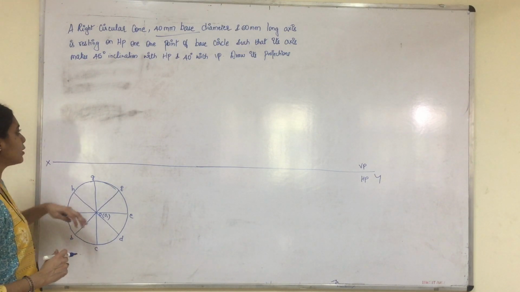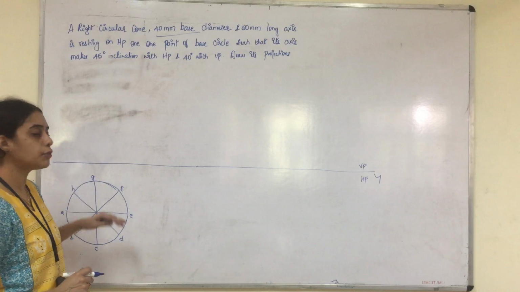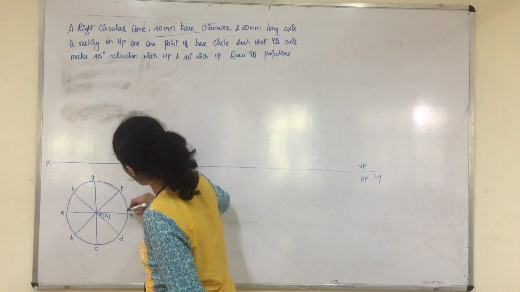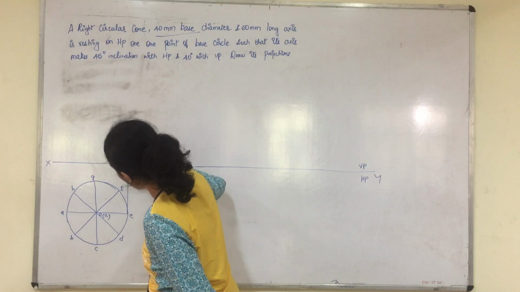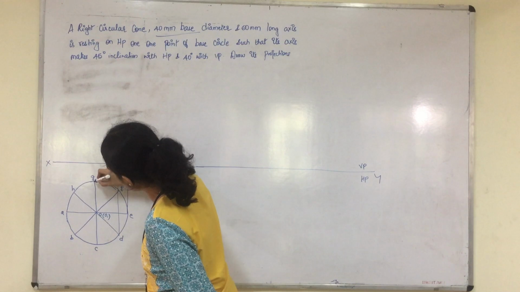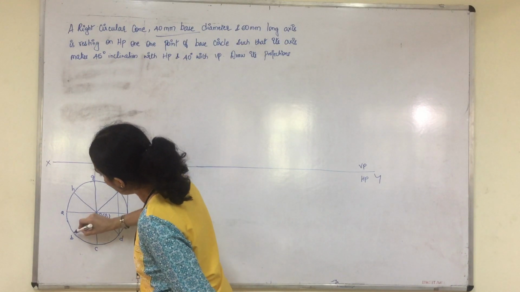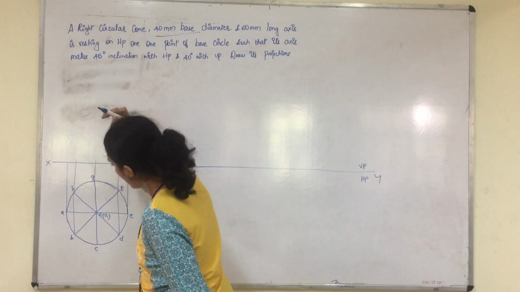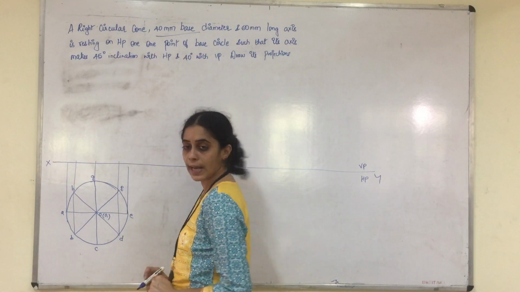Next, in order to trace out the front view, we have to take the projections above. Kindly take the projection from each point. I am taking the projection from E. D and F will be along the same line. C and G will be along the same line. B and H will be along the same line. And take the projection of A above.